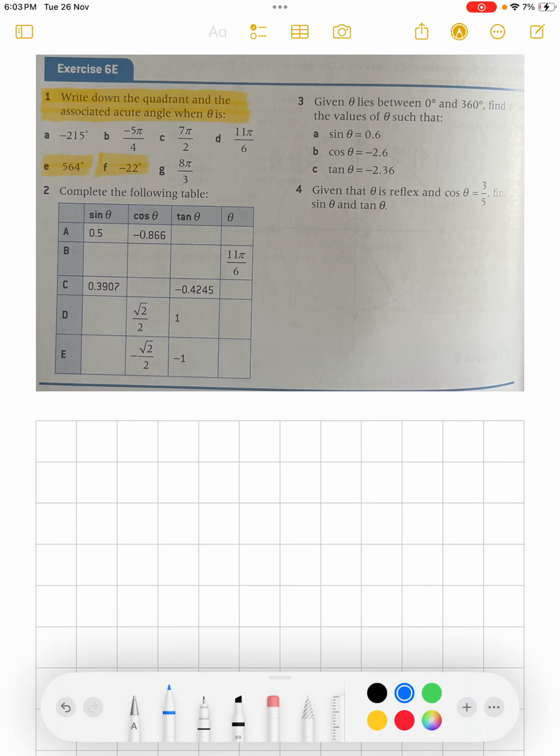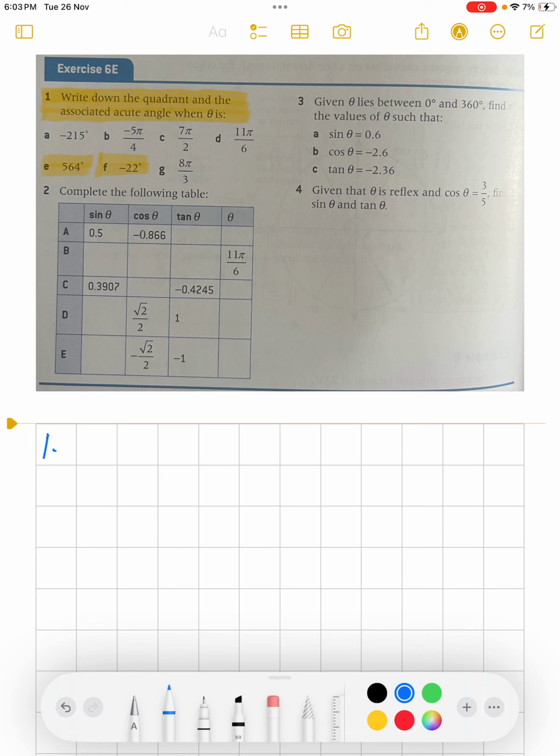Thank you for joining me on exercise 6E. I'm going to be looking at question 1E and 1F. This is to write down the quadrant and the associated acute angle when theta is 564 degrees, or when theta equals negative 22 degrees.